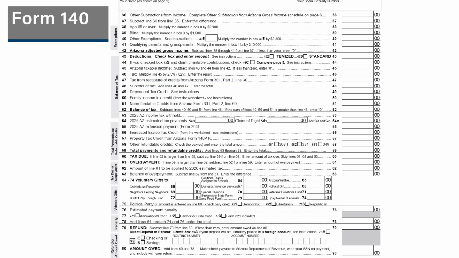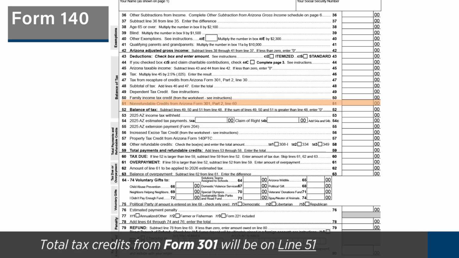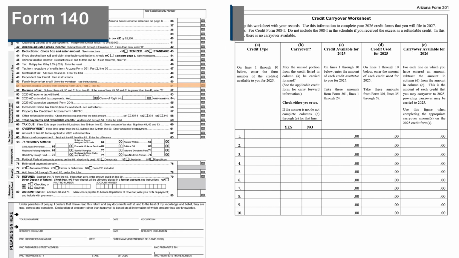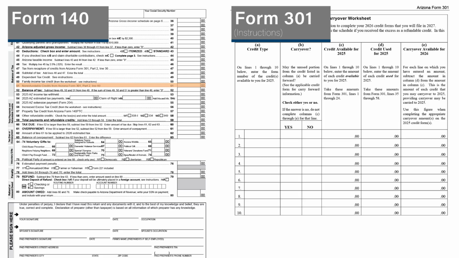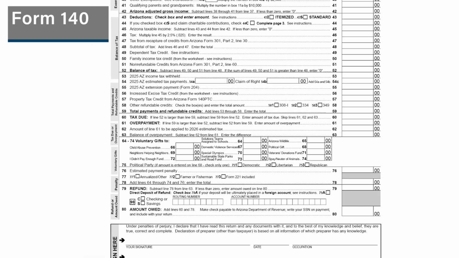Enter your tax credits from Form 301 on the line labeled Non-Refundable Credits from Arizona Form 301. The total credits claimed on Form 301 cannot exceed your state tax liability. If your donation exceeds your liability but is within the allowed maximums, the unused credit may be carried forward for up to 5 years. We recommend completing and saving the credit carryover worksheet included with the Form 301 instructions. Finish Form 140 to determine whether you qualify for a refund or owe additional tax.